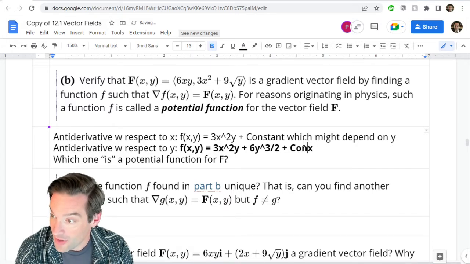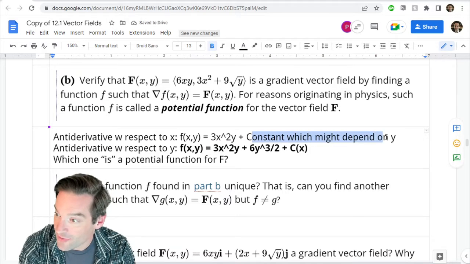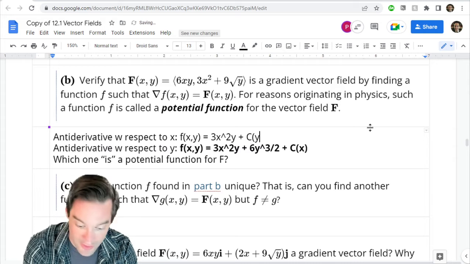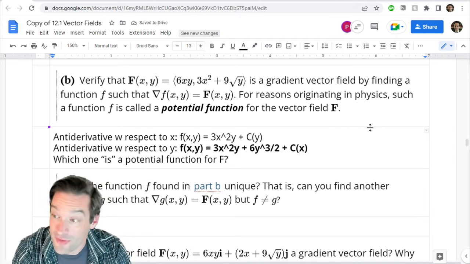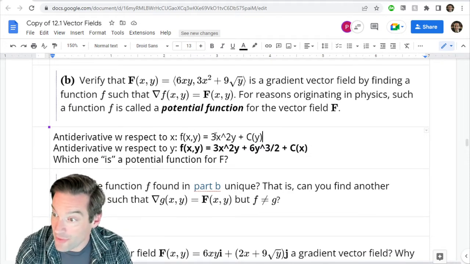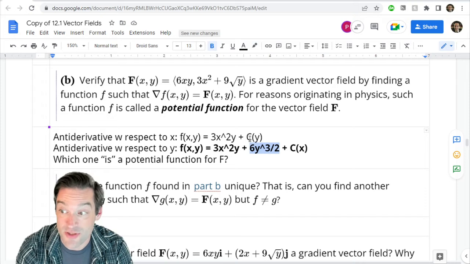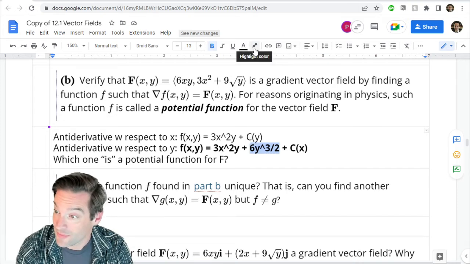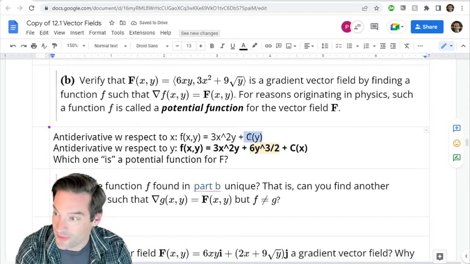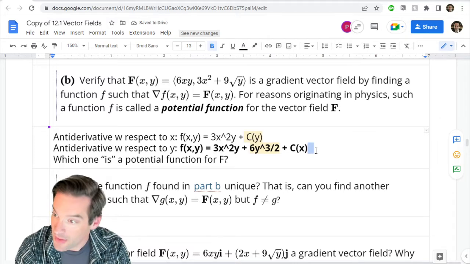So sometimes what you'll see authors doing in this process is that they'll write plus c, but then they'll write it so that c looks like it's a function of whatever was the constant variable or variables in the process of finding that antiderivative. And if I do that, then I can see how this first antiderivative can be matched up with the second antiderivative just by identifying, oh, this constant function of y is probably just 6y to the power 3/2. Right? So that piece is just that piece. And that's how we can reconcile the two of those things.